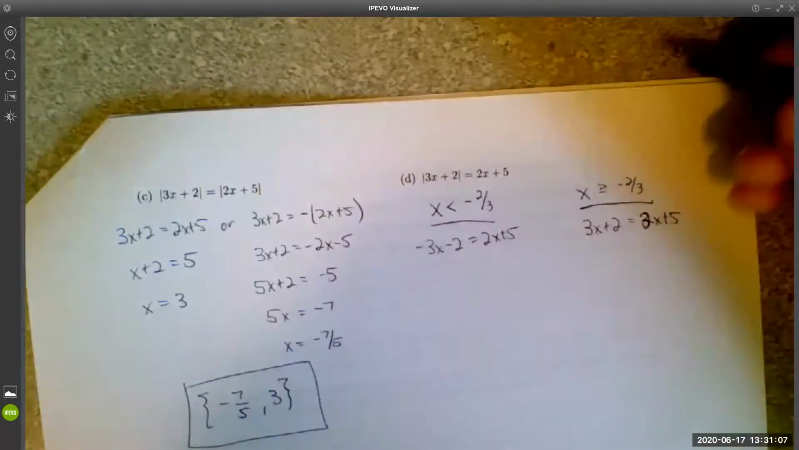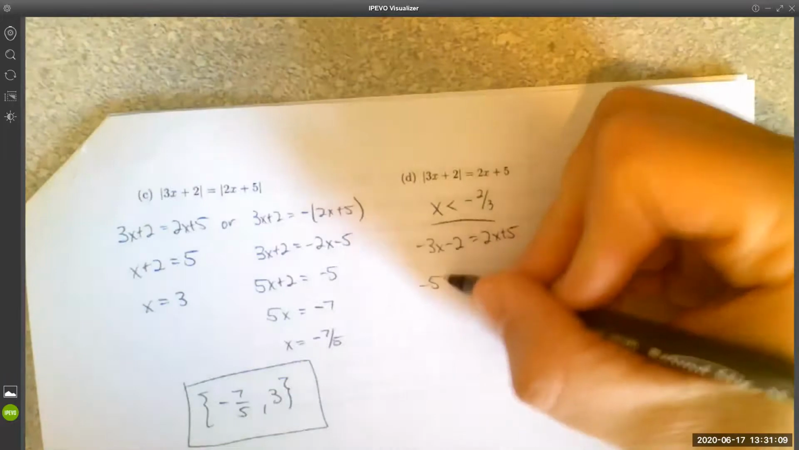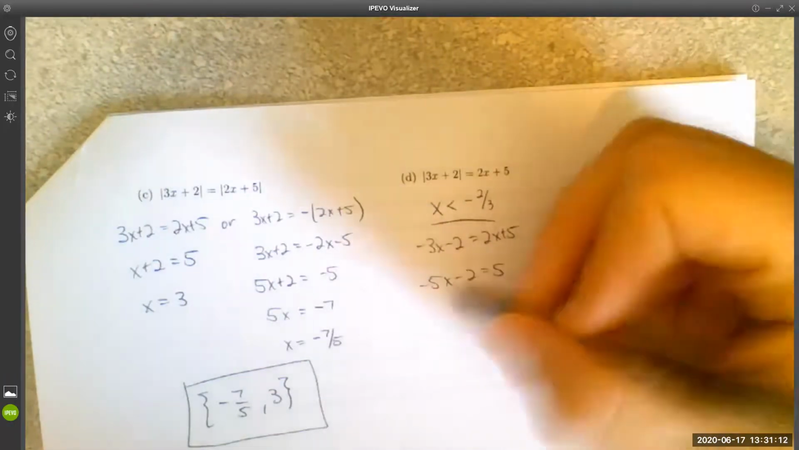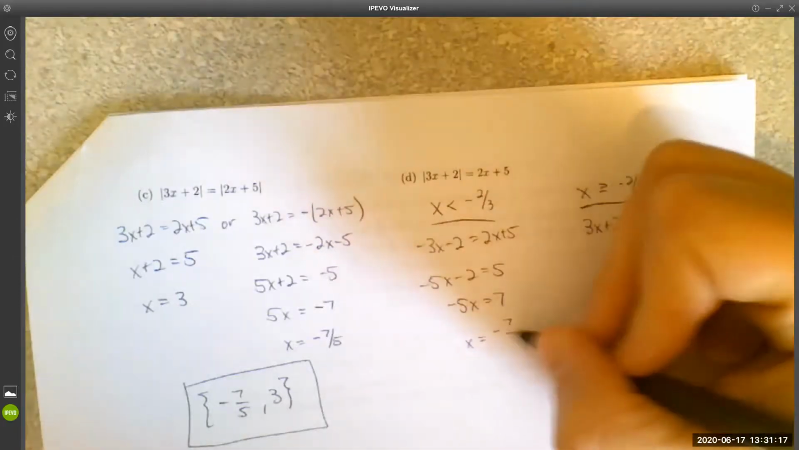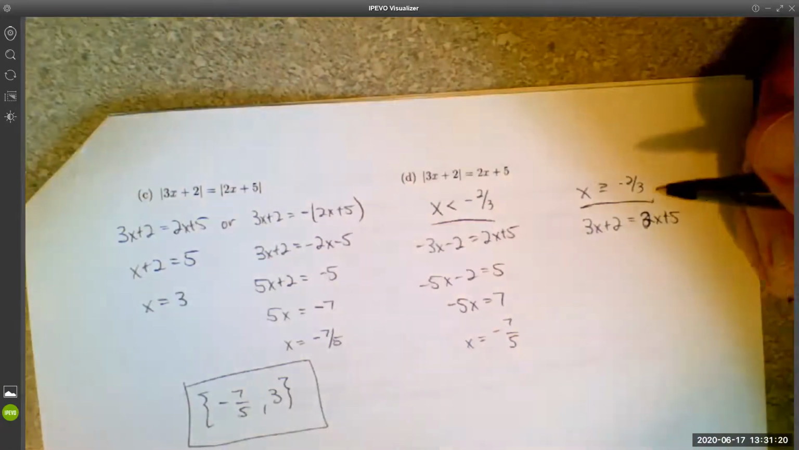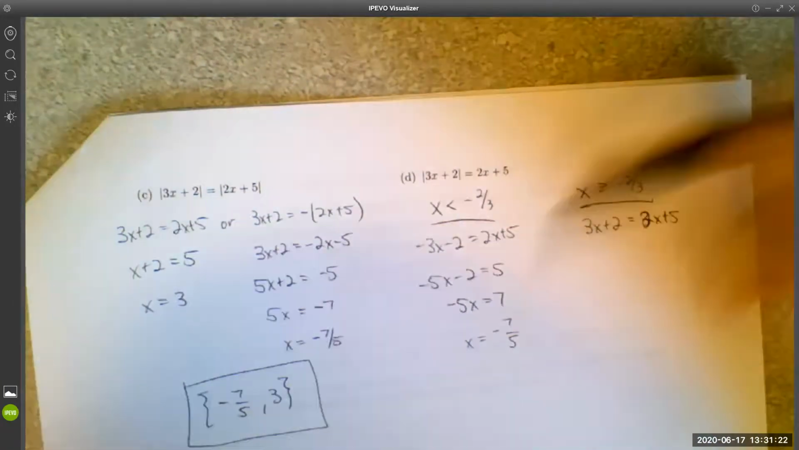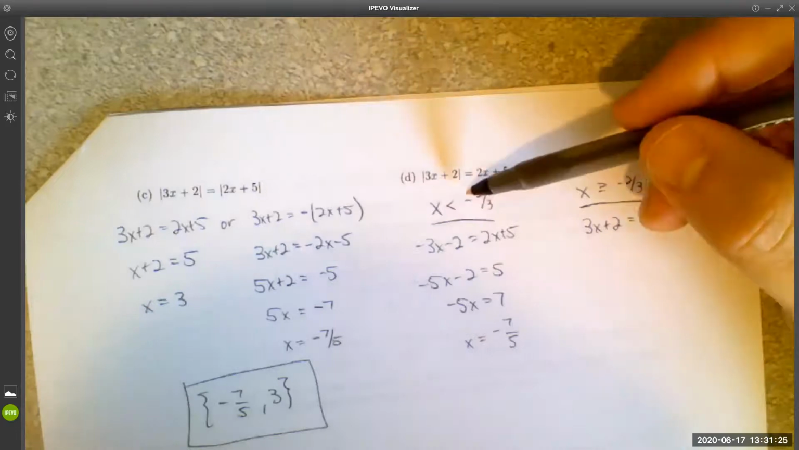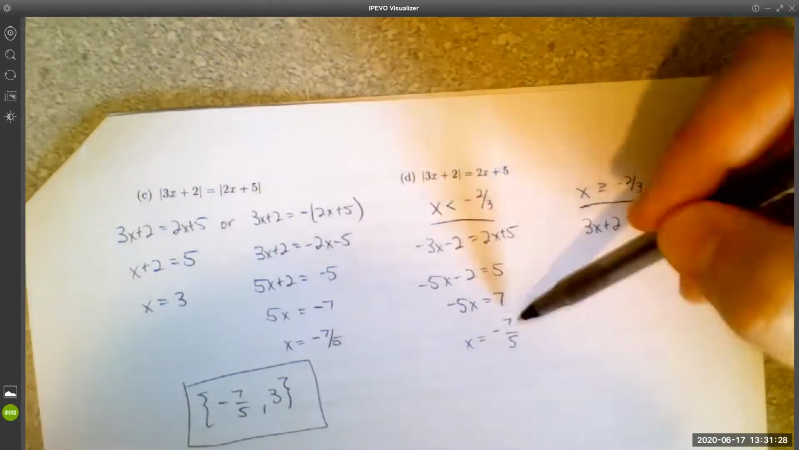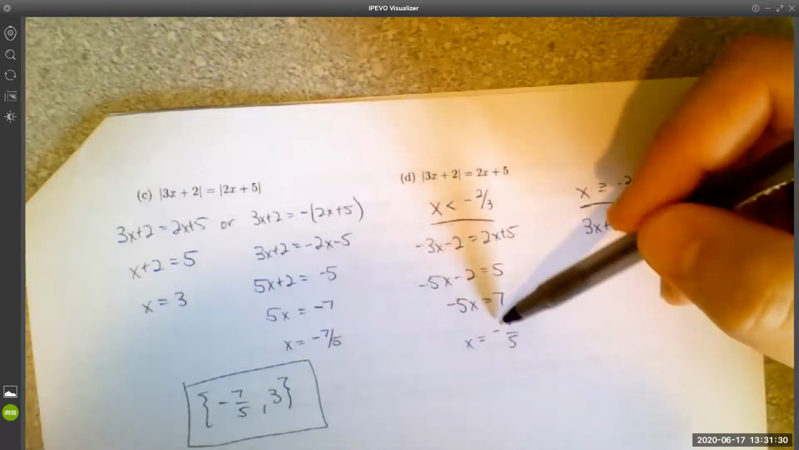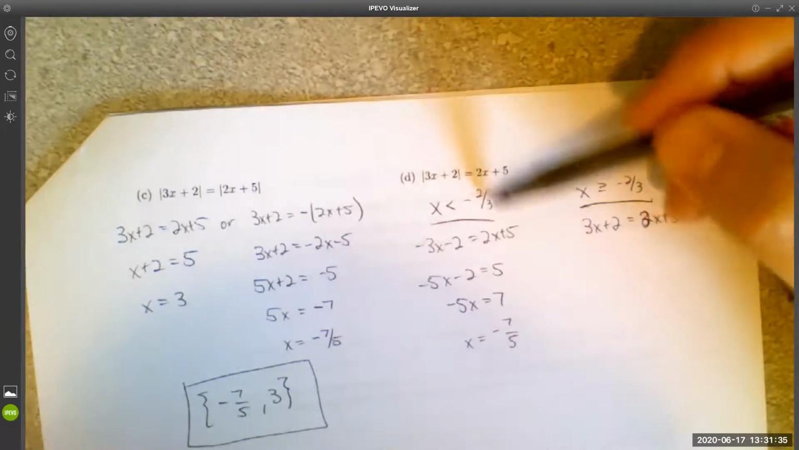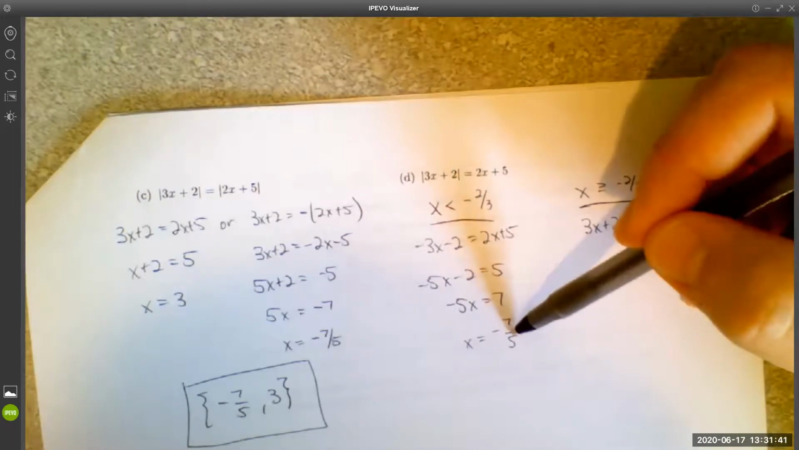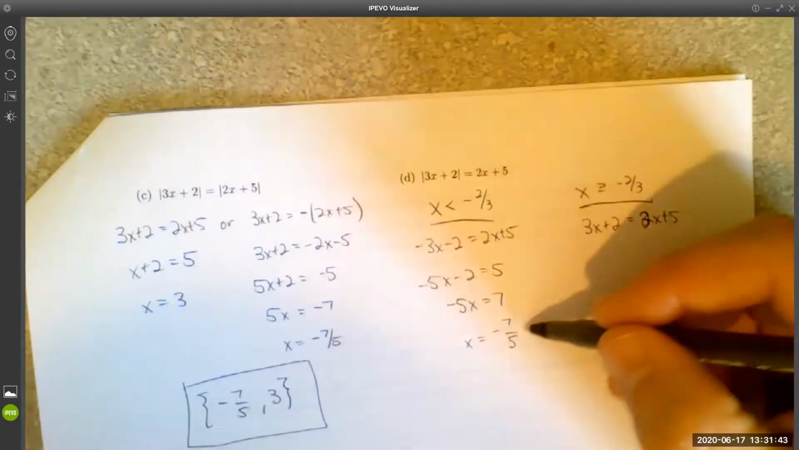So let's finish solving each of these. Move the 2x over. Move the 2 over. Divide by negative 5. Does this make sense? Yeah, negative 7/5 is like negative 1.4. That's definitely less than negative 0.6 repeating forever. So this solution falls within this region, so it's a valid solution.